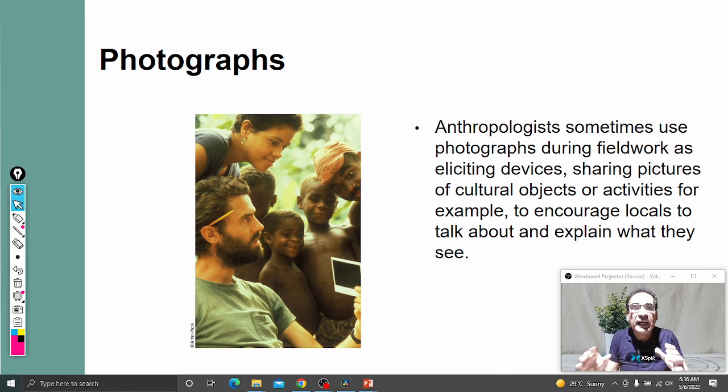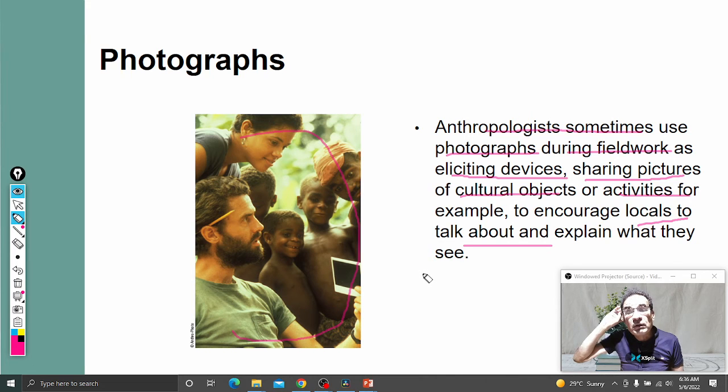Sometimes we get information from photographs. In this slide, you can see this picture. Anthropologists sometimes use photographs during fieldwork as eliciting devices, sharing pictures of cultural objects and activities, for example, to encourage locals to talk about and explain what they see. So photographs are very important because we get the information and then we insert these photographs in our research.